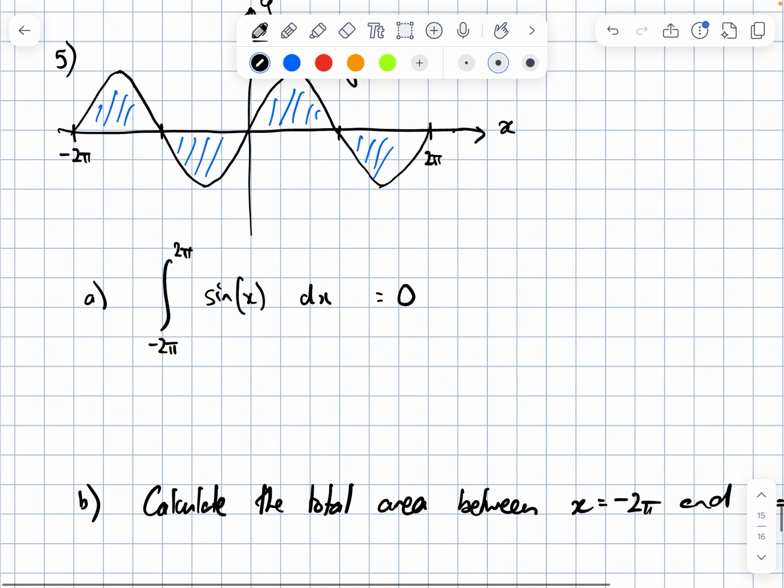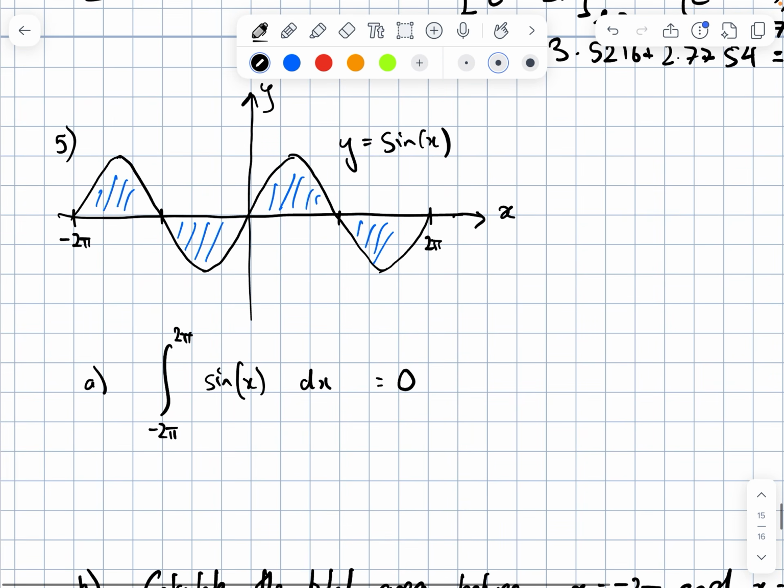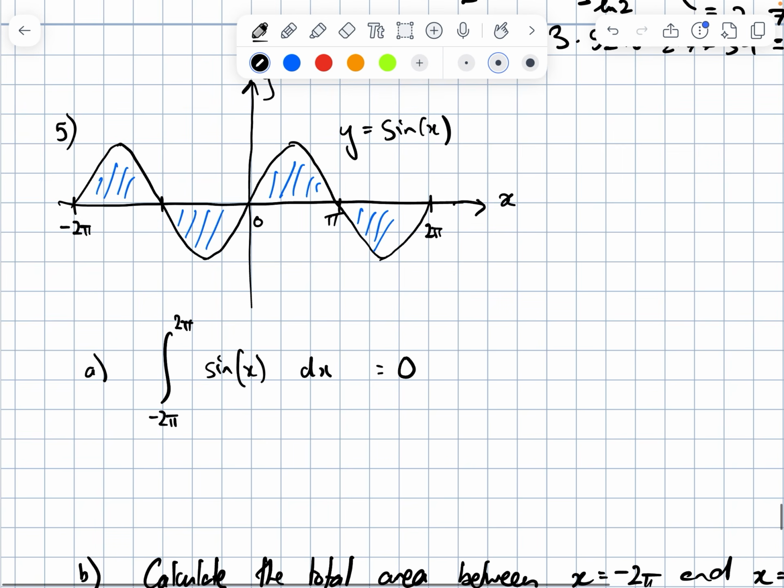B, calculate the total area. Well, since they're all the same, I'm just going to find the area of 1 and times it by 4. So let's just choose the first one between 0 and pi. I think that's the easiest one.